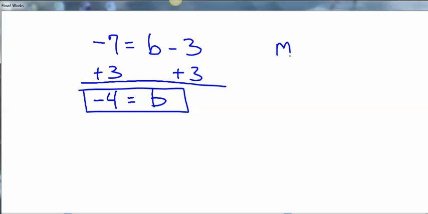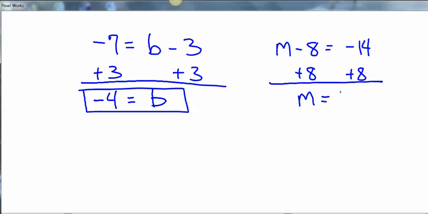How about m minus 8 equals negative 14? Dakota, what's being done to the variable? Good. What's the opposite of subtracting 8? Very good. So we're going to add 8 to each side of the equal sign. It puts the variable by itself. Negative 14 plus 8, negative 6. Is that simple or what?